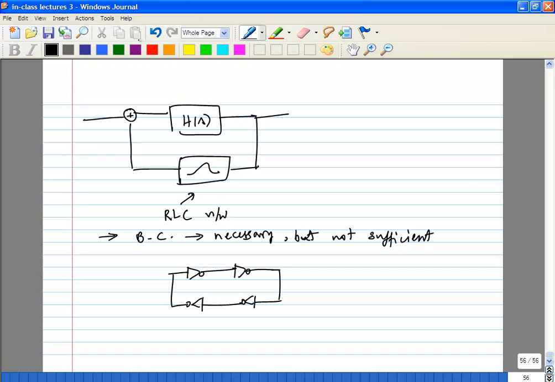Let's take the case of this guy. This is a very simple example where you have enough loop gain and enough phase shift, but we know that the circuit is going to latch up. It's a 4-stage ring oscillator, and you know it's not going to oscillate. So what we'll do is take some simple circuits and see whether the conditions are satisfied or not, and come up with a case where the condition is satisfied for oscillation.